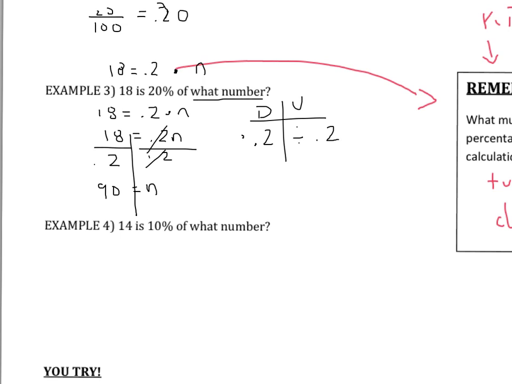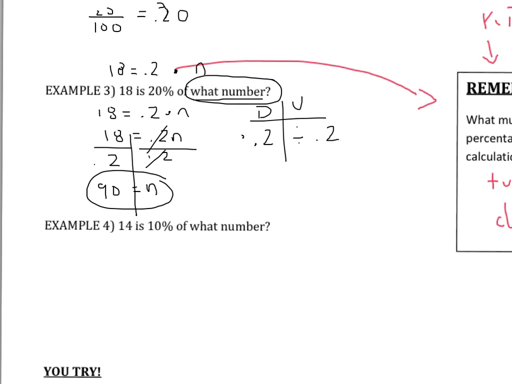Now in the previous example, we would go back up and we'd have to multiply by 100 because we were solving for a percent. If we look in this example, we're solving for a number. It's asking us what number. Since we are solving for a number, we do not need to multiply by a percent. We need to multiply by 100 to make it a percent. 18 is 20% of what number? Well, that number is 90. 20% of 90 is 18. So our answer is 90.